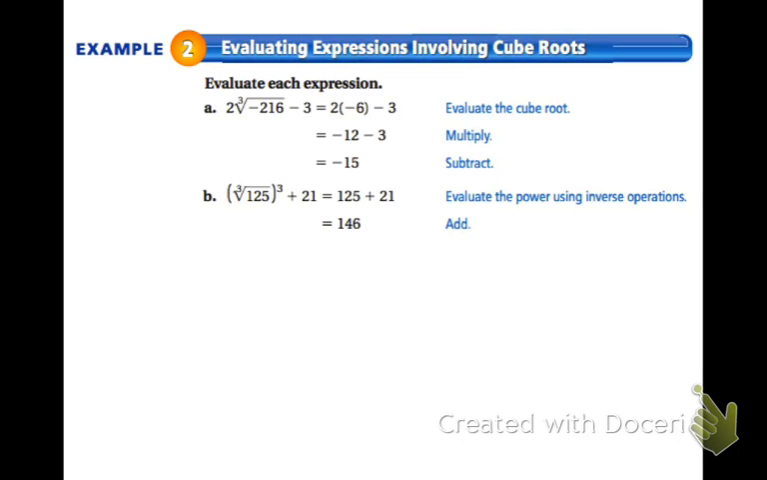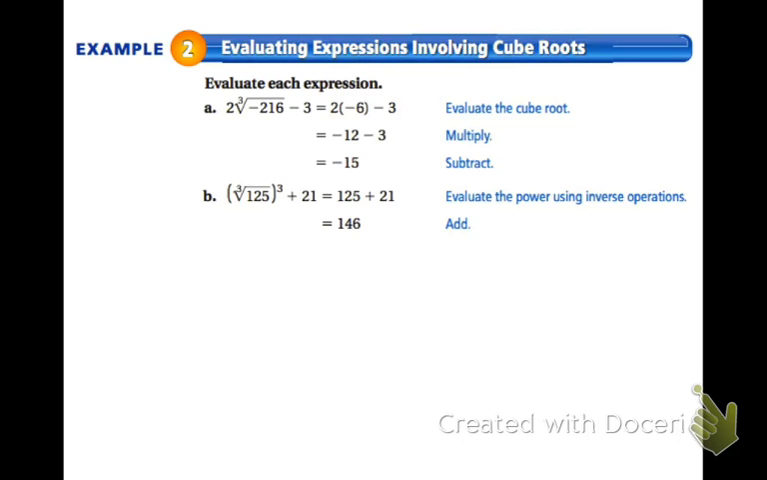To evaluate expressions, you use order of operations, and you would evaluate cube roots at the same time you would evaluate squares and square roots. So for part A, you're taking 2 times the cube root of -216 minus 3. The cube root of -216 is -6. When you multiply 2 times -6, you get -12. Subtract 3 and you get -15.